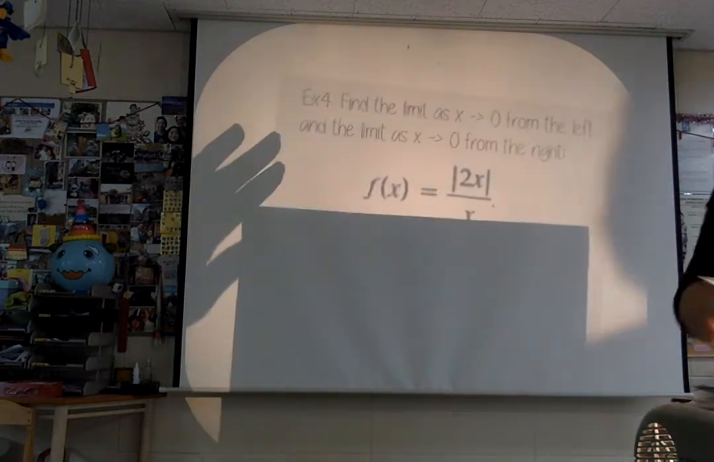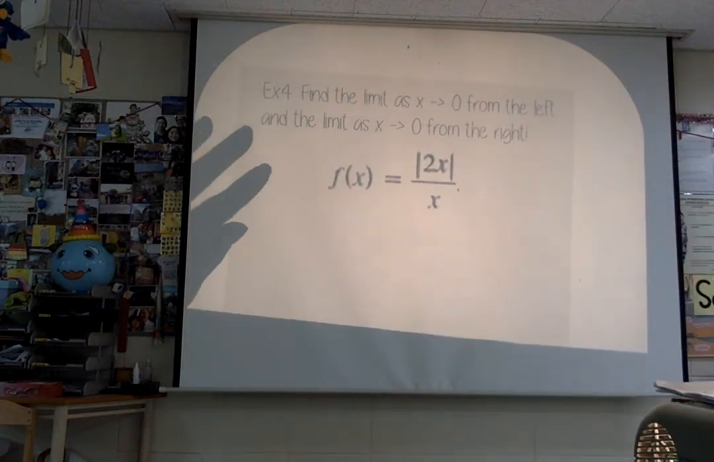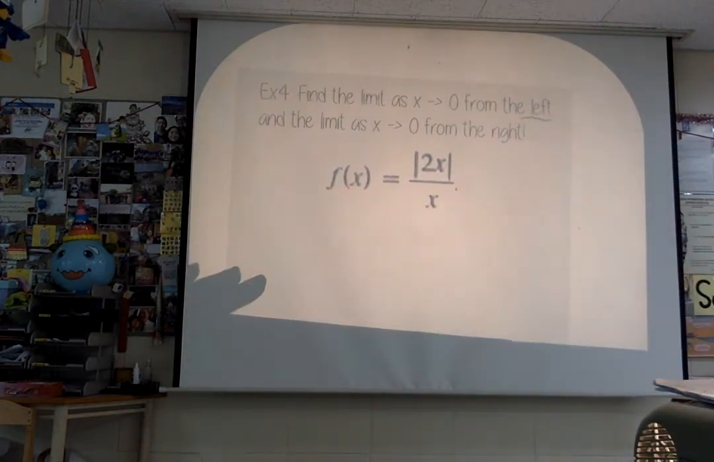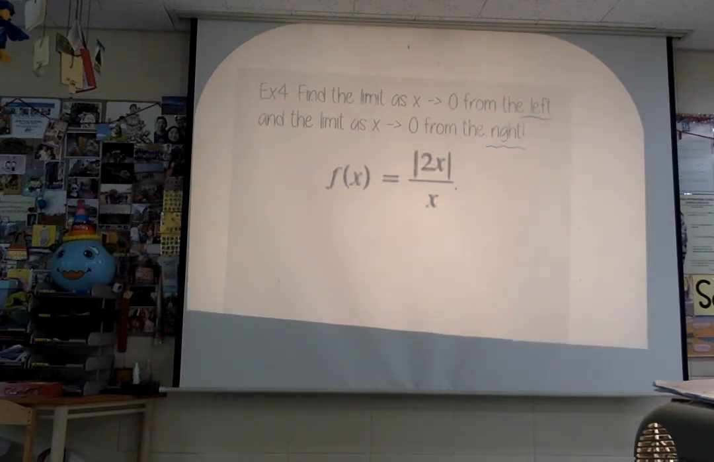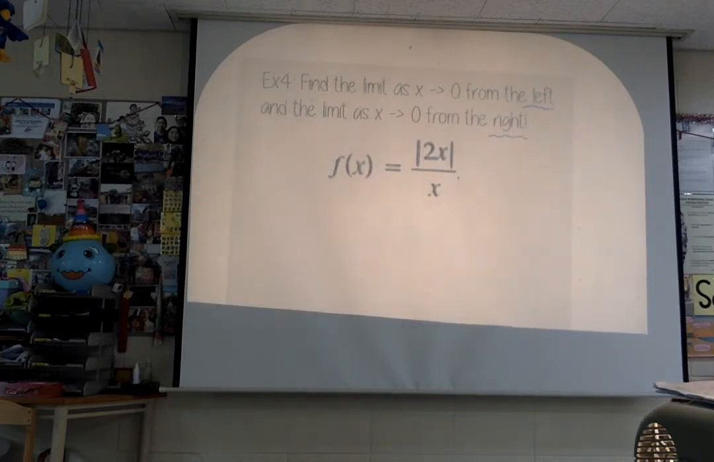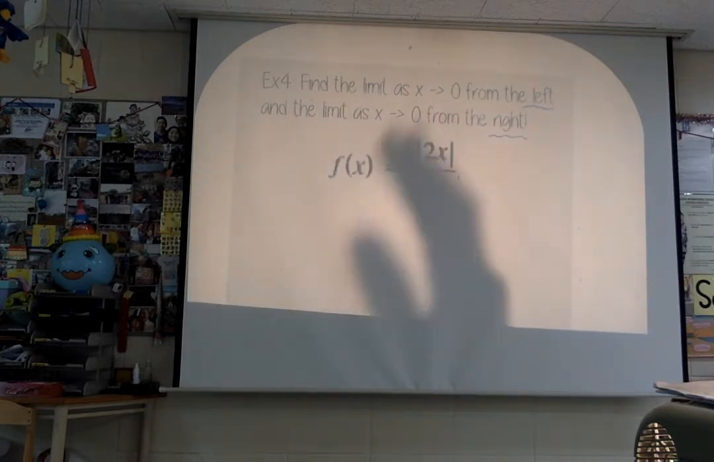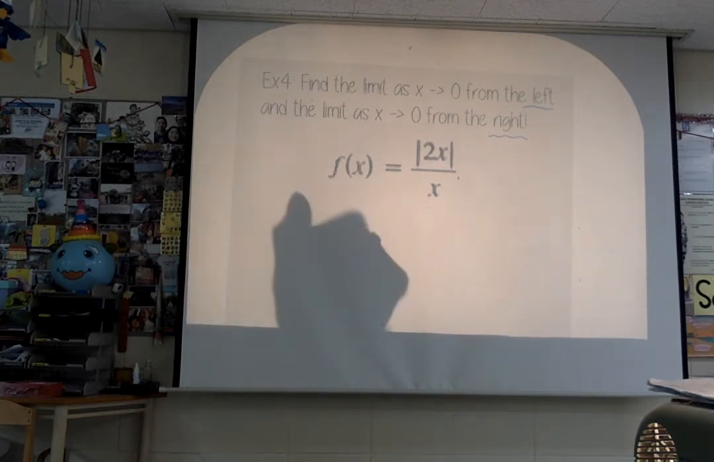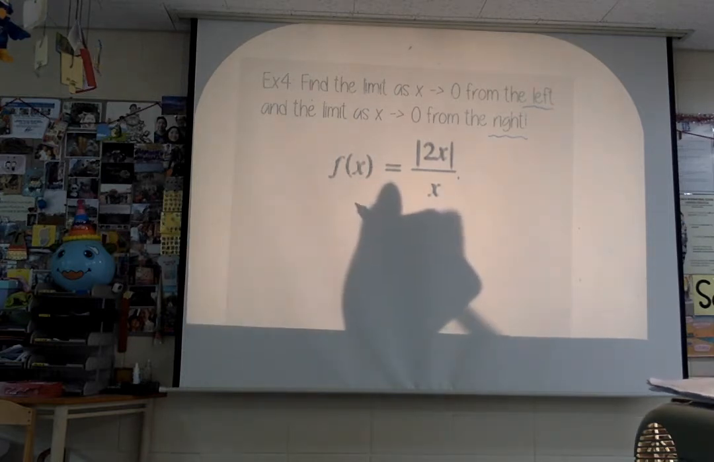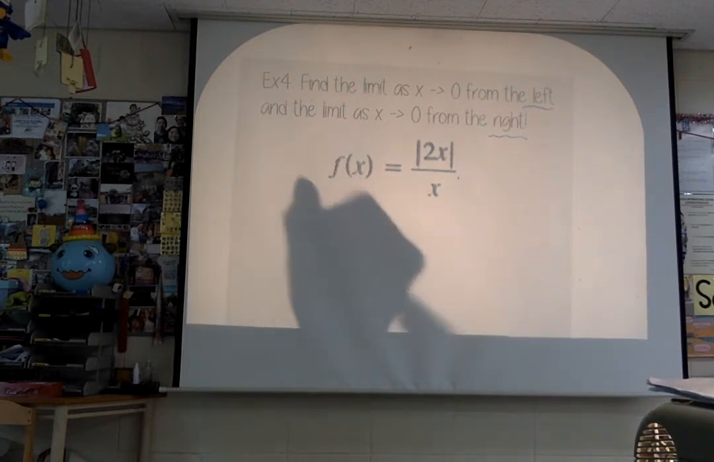Example 4 looks like this. Find the limit as x approaches 0 from the left and the limit as x approaches 0 from the right. You see how we separated the instructions, right? And again, you know that the function is undefined at 0, so you know we can't just use direct substitution, is what I'm trying to prove to you. Okay, all right, now let's do this. We can look at the graph, but let's actually do it by hand first, okay?